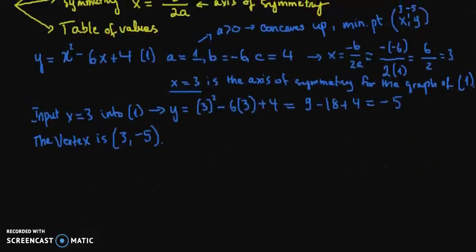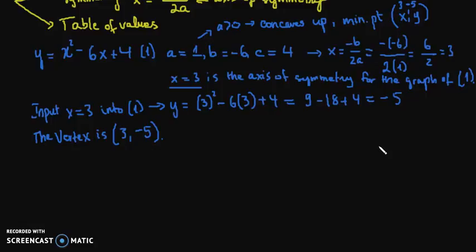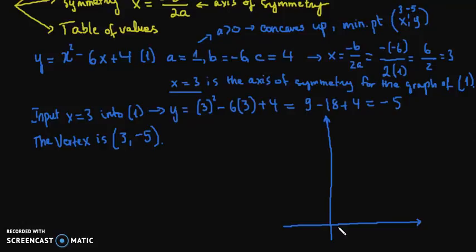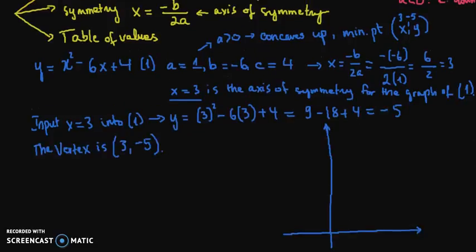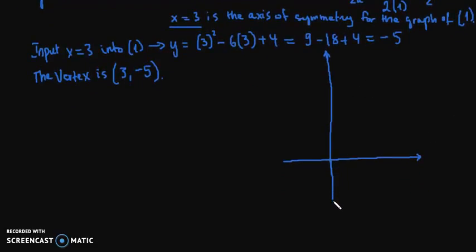Alright, now we would then find two other points on the graph. So here let's sketch this. We know this is concave up. The vertex is (3, -5): 1, 2, 3 here, and -5 here. So this is the vertex point.